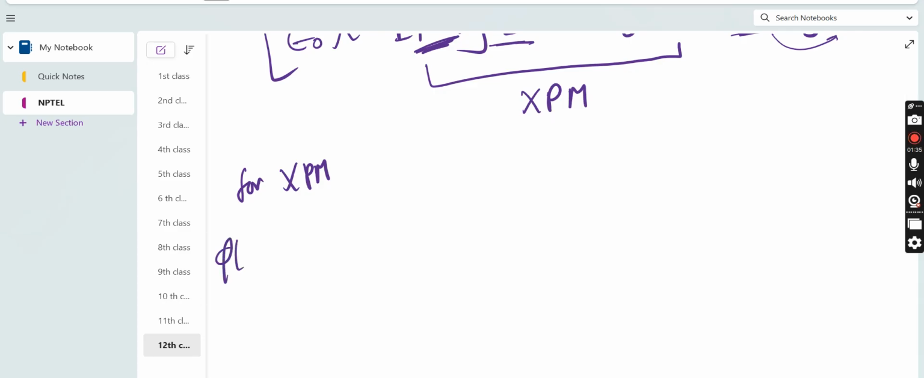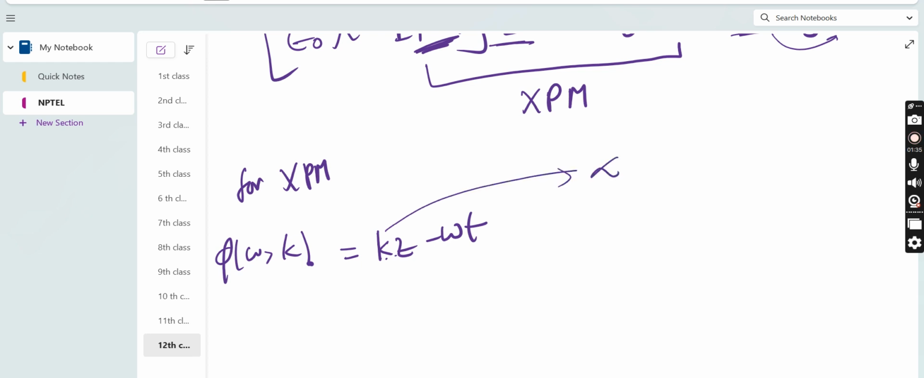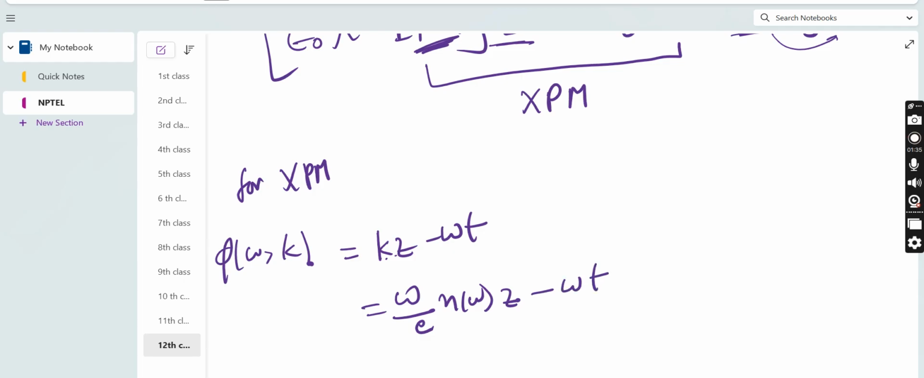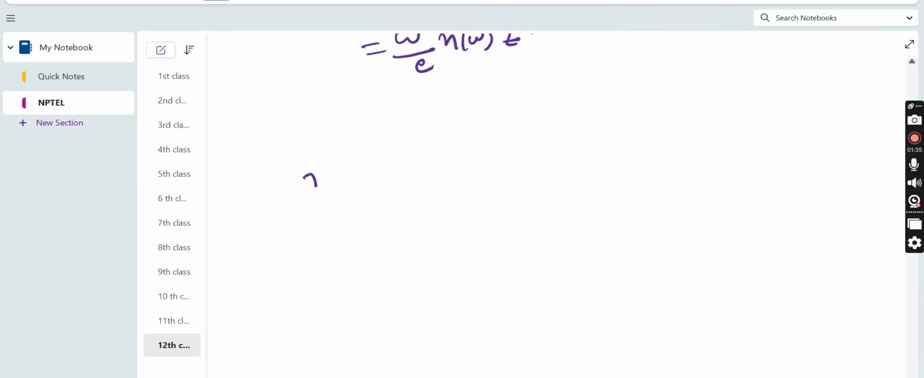So we know phi of omega is a function of omega and k. So you can write this k with omega t. Always remember this k is not associated to alpha. Okay? This is the wave vector here. So we can write omega by c, n omega z minus omega t.